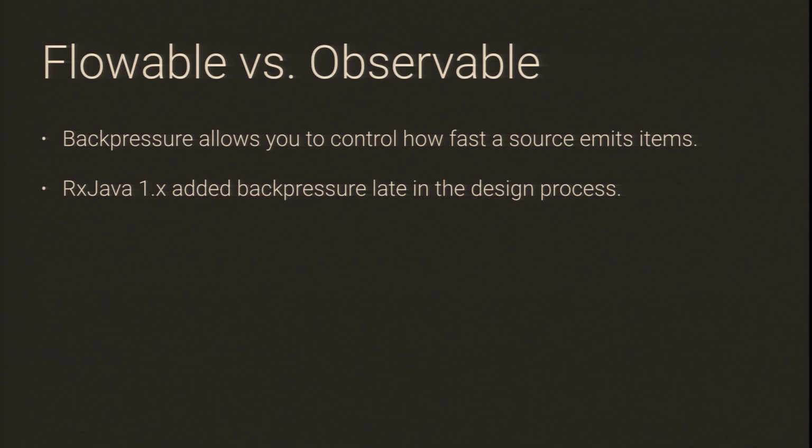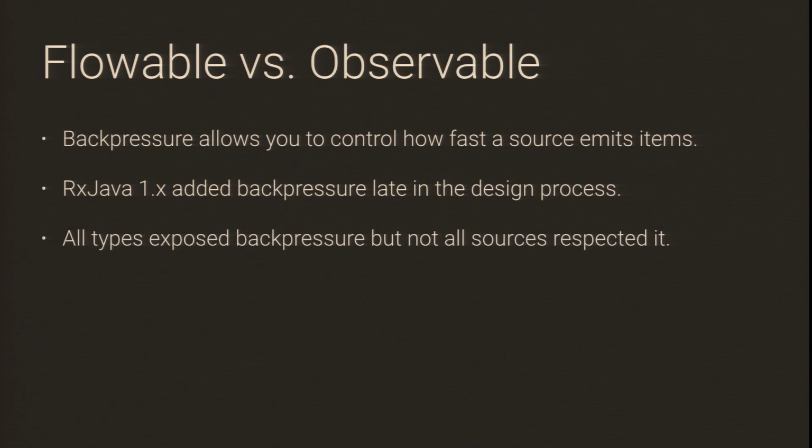The problem, and the reason we have two types here, is that in RxJava 1, back pressure was added fairly late in the design process. It was able to be retrofitted onto what they had already built, and it actually came out really well. But the problem is that every source that you created acted like it had back pressure, but some of them didn't actually respect it. We'll look at an example next. But the key here is that you can't expose back pressure and then when someone tries to slow you down, be like, well, I can't do anything. Like, you have to take everything I'm giving you.